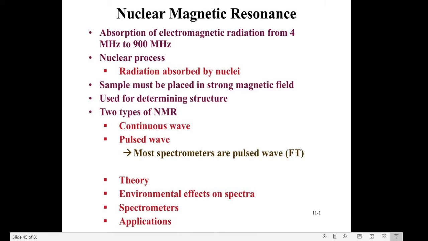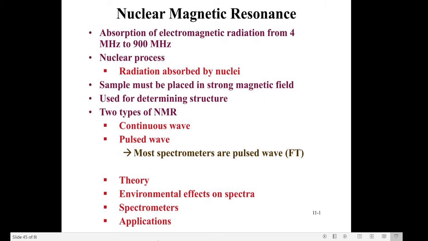Then another one is the NMR concept. This NMR concept is a very important thing. It is based on absorption of electromagnetic radiation from 4 megahertz to 900 megahertz. NMR spectroscopy is an absorption electromagnetic radiation based technique. In this technique it can absorb radiation between 4 megahertz and 900 megahertz.